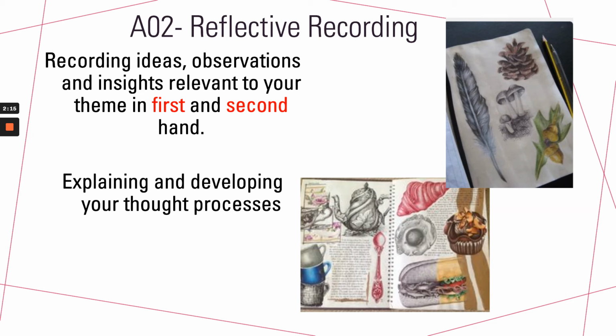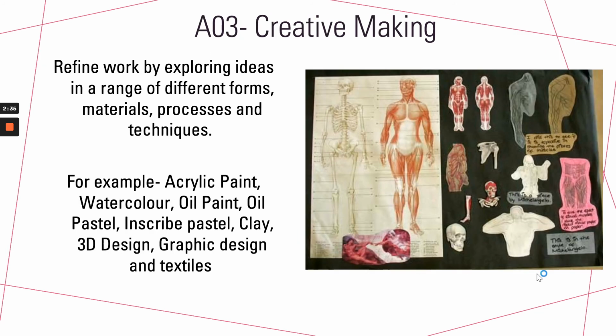Okay, so say for example 1 week we were looking at an acorn. If you had that in front of you, that is drawn from first hand. If you took a photo of that acorn and went home and drew from that, that is from second hand. So when we look at our reflective recording, you don't get any marks for drawing off Pinterest or the internet. It has to be all through first or second hand.